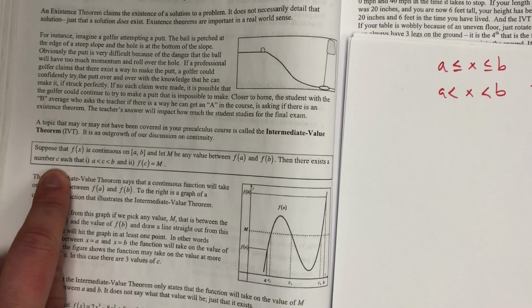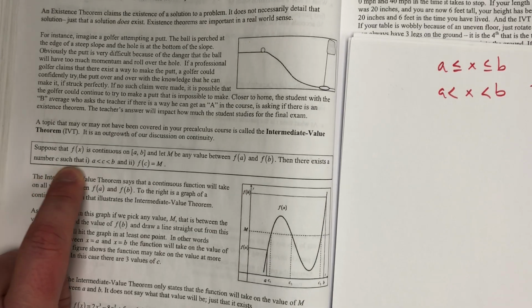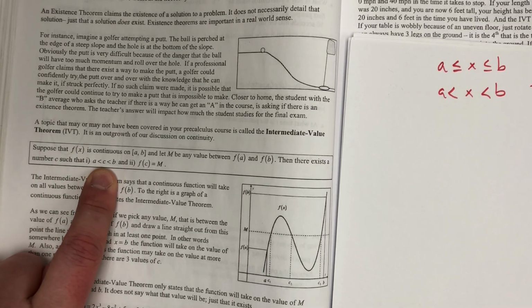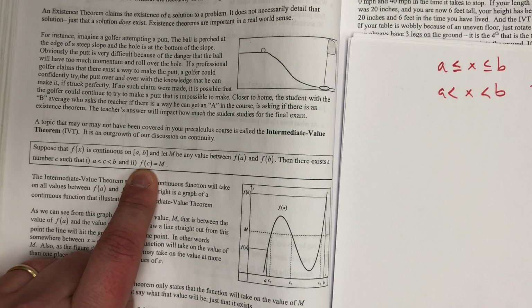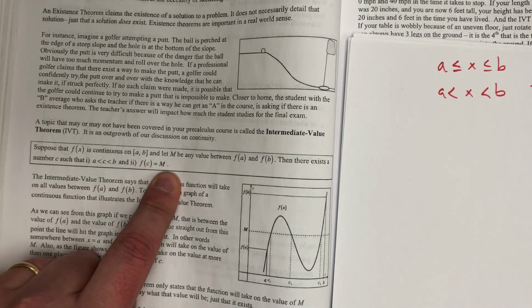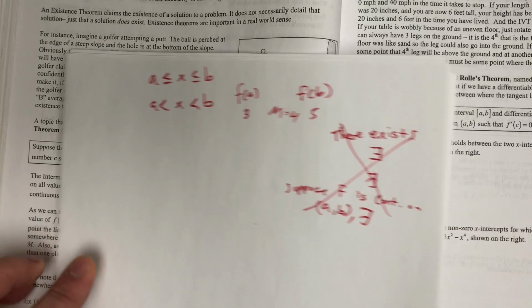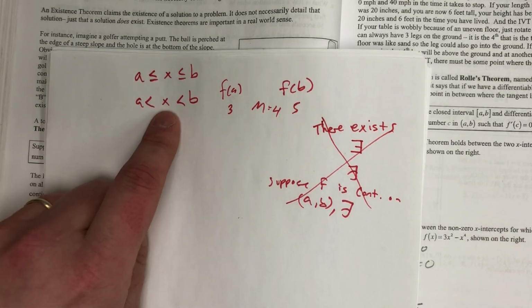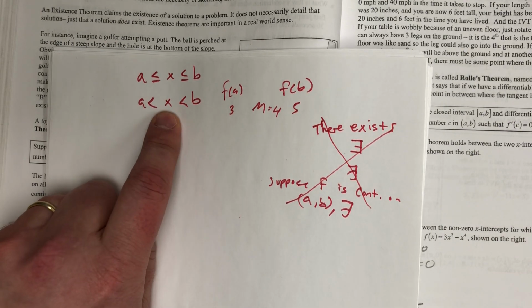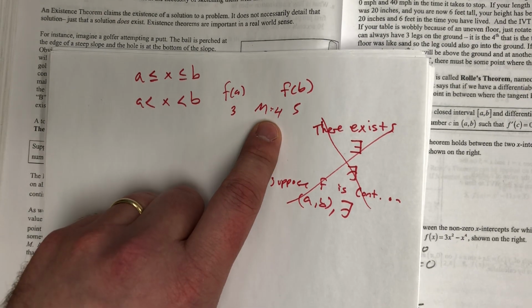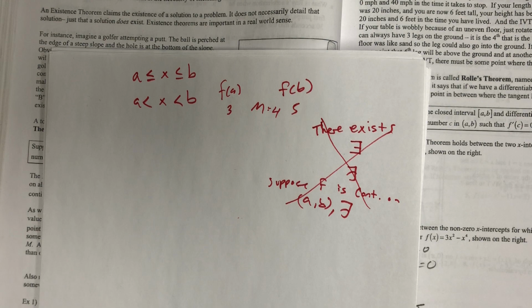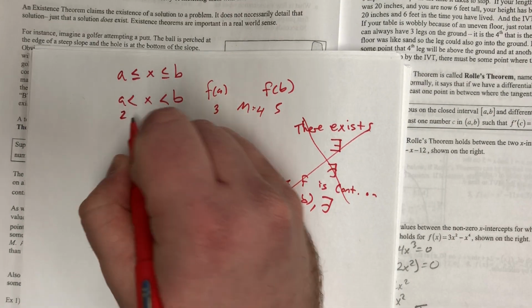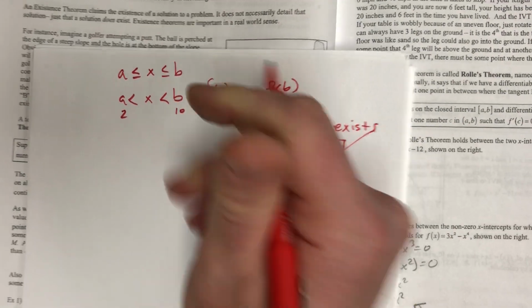Then there exists a number C so two things happen. The first thing says that C is between A and B, and then it says that f of C is equal to M. So in our situation here, it's saying C is somewhere between A and B, and that f of C is equal to 4. For us, A was 2, B was 10, on the graph that we looked at.